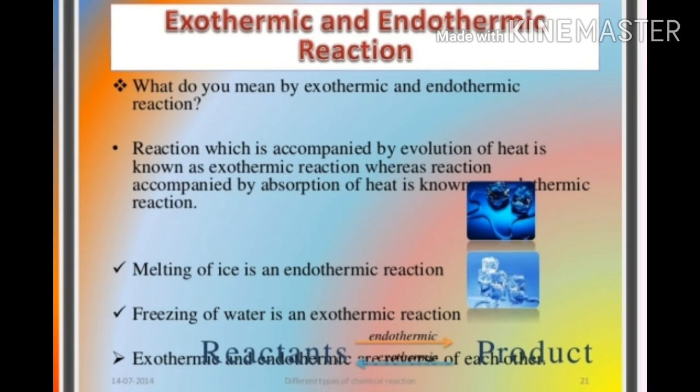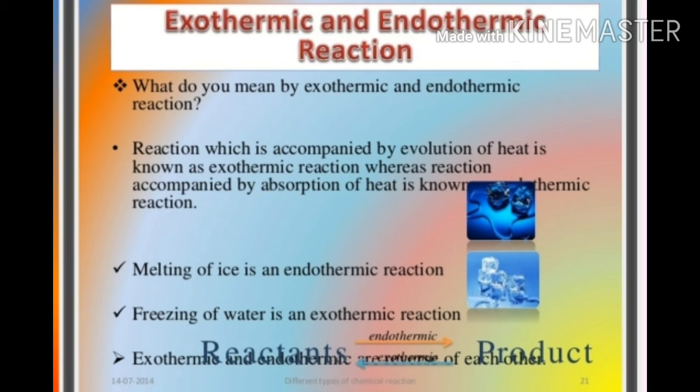Children, the next type of reaction is exothermic and endothermic reaction. What do you mean by exothermic and endothermic reaction? Children, the reaction which is accompanied by evolution of heat is known as exothermic reaction. Means the reaction in which heat is produced. They are called exothermic. Whereas the reaction which is accompanied by absorption of heat is called endothermic. The reaction in which some heat energy is needed, they are endothermic.